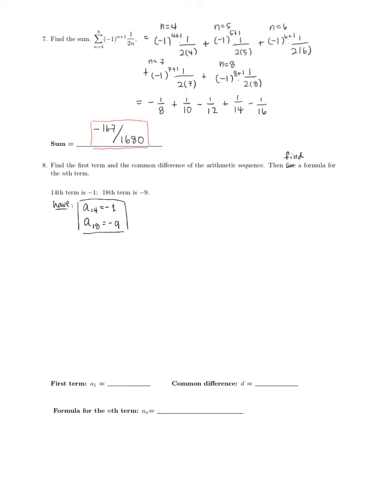Now, key is to know the formula for the nth term of an arithmetic sequence. Okay, memorize this formula. So we got a sub n equals a sub 1 plus n minus 1 times d, where d is the common difference.